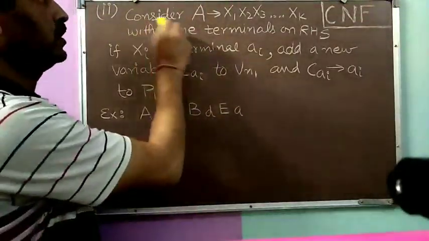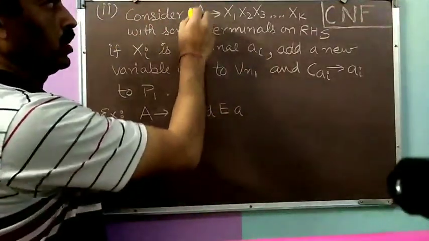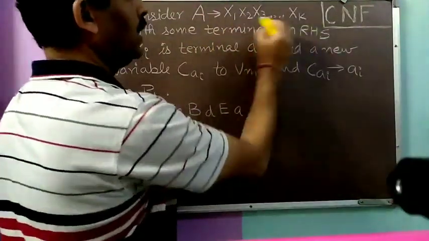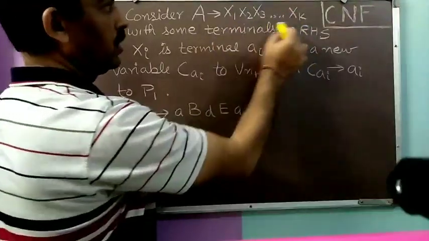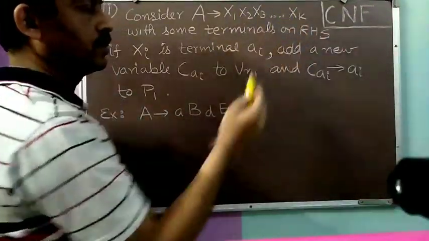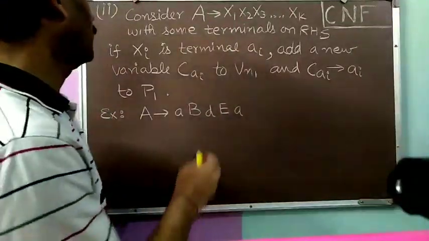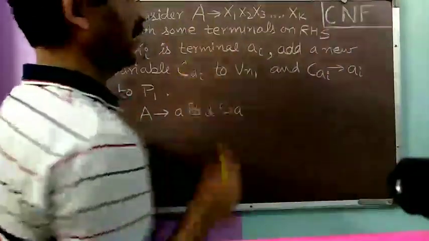Let us consider such a production. Suppose that production will be of the form A → X1 X2 X3 and so on up till Xk. Some of these Xi's may be terminals and some of these Xi's may be variables, so with some terminals on the right hand side.